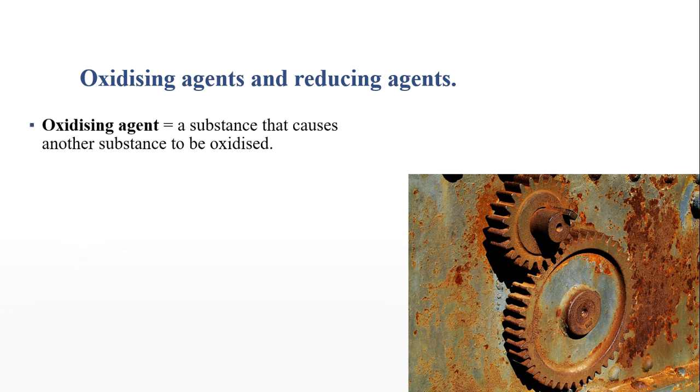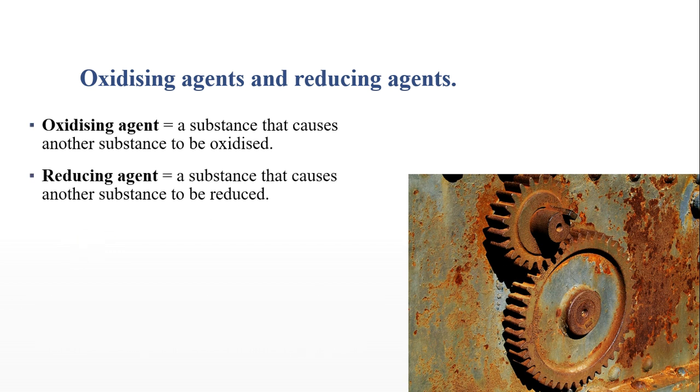So here I have those two terms and their definitions. An oxidizing agent is a substance that causes another substance to be oxidized. And a reducing agent is a substance that causes another substance to be reduced.